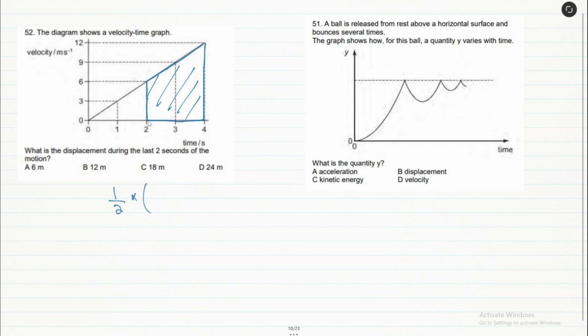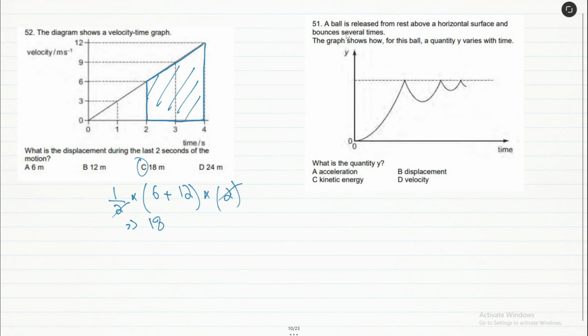1/2 times (6 plus 12) multiplied by its height, which is 2. So this becomes 18, right? Because this cancels out and this remains 18. So this is our first answer.